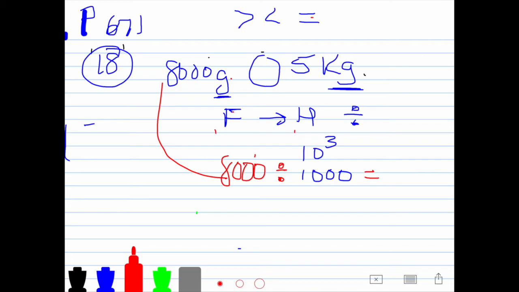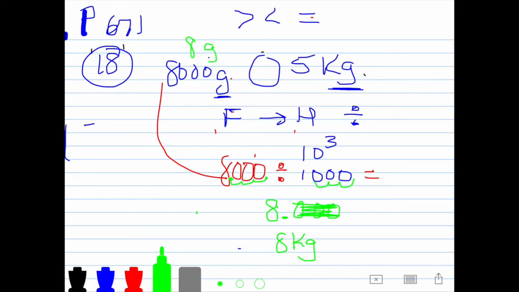So what do I have to do? I have to move my decimal point how many places? 1, 2, 3, because there's 3 zeros. Here's my invisible decimal place, 1, 2, 3. I put it there. And so that gives me 8.000. Of course, I don't need these zeros. I could erase them. So that gives me 8 kilograms. So 8,000 grams is also equal to 8 kilograms.